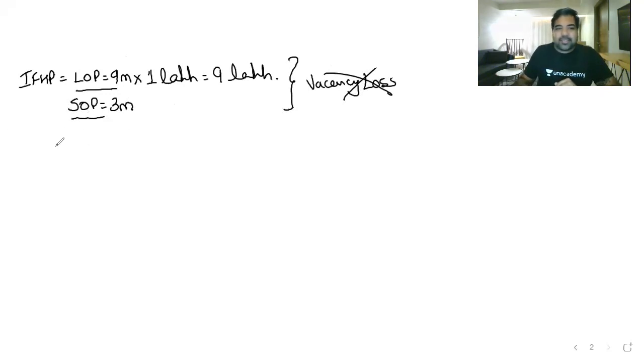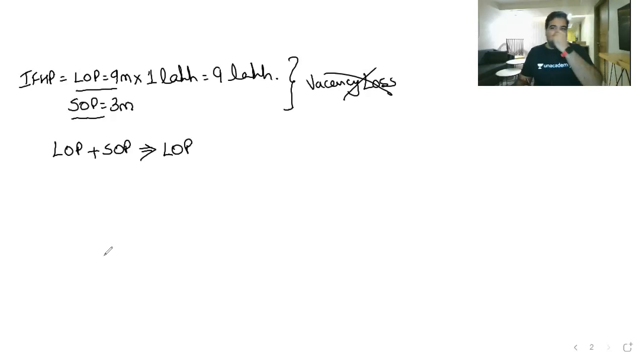Now in this case, how do you do it? I'll give you a shortcut, guys. Whenever a house is LOP for part of the year and SOP for part of the year, you have to just calculate it the same way as LOP. My students already know the shortcut. LOP plus SOP is equal to LOP. That means, guys, if part of the year it is let out and part of the year it is self-occupied, you calculate the same way as let out property.